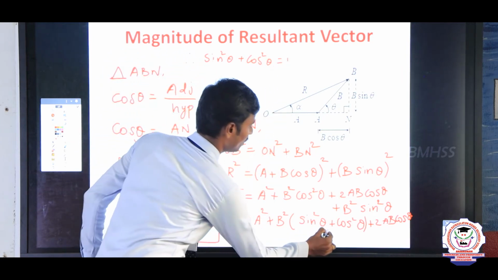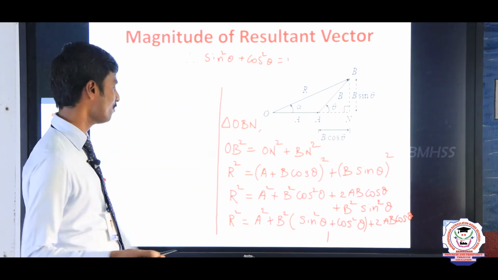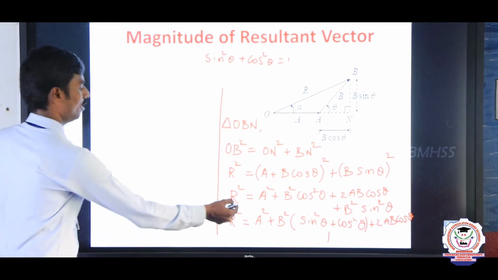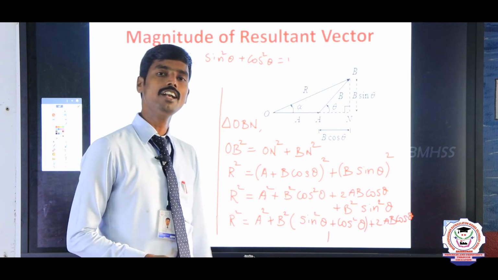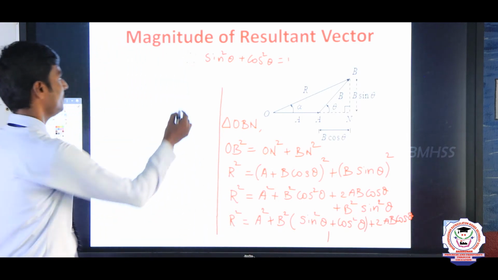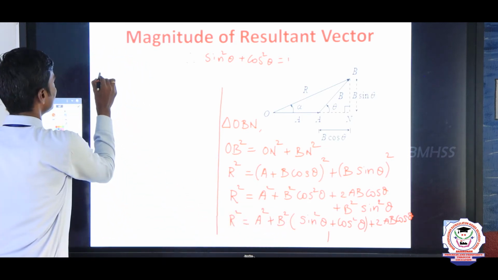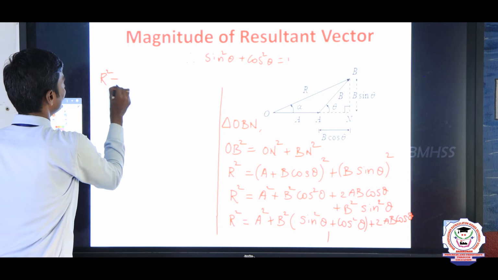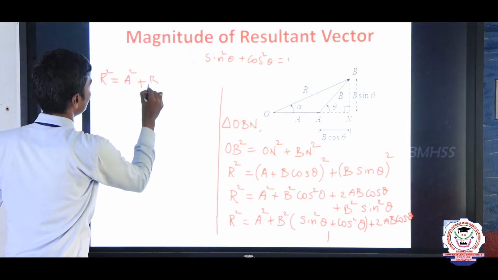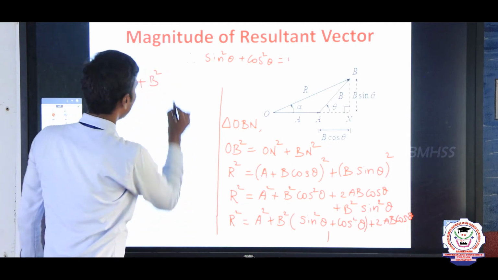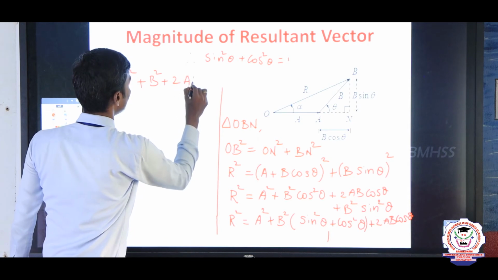So in this term take 1. The final expression: R square equals A square plus B square into sin square theta plus cos square theta, plus 2AB cos theta. Already we know that sin square theta plus cos square theta equals 1. Substituting this value here, we get the remaining answer. R square equals A square plus B square plus 2AB cos theta.